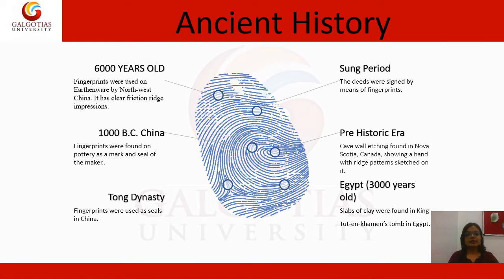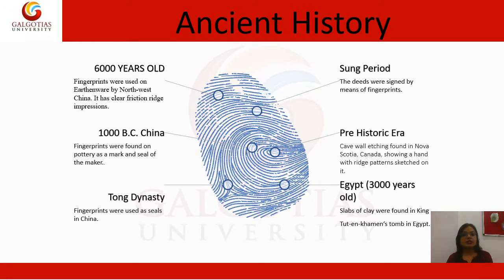The use of fingerprints started in ancient history itself. So let's see. About 6,000 years ago, fingerprints were used on pottery in northeast China, and they show clear friction ridge impressions. Then in 1000 BC China, fingerprints were found on pottery, and makers used to put their fingerprints as a seal of the maker. Then in the Tang Dynasty, fingerprints were used as seals in China.